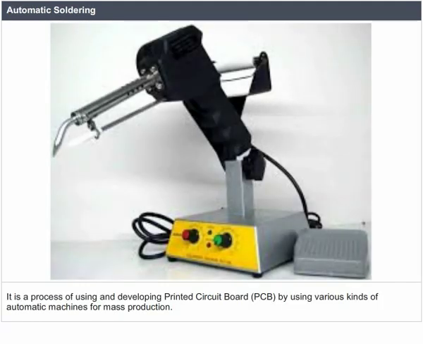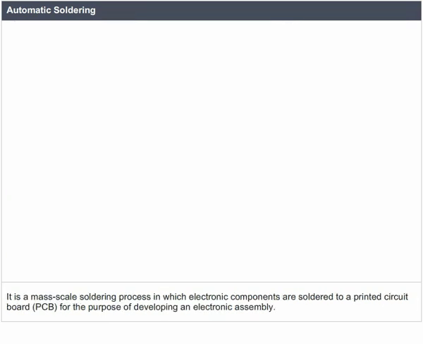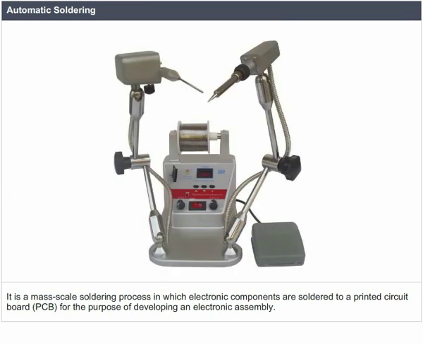Automatic soldering. It is a process of designing and developing printed circuit boards by using various kinds of automatic machines for mass production. This approach of design and development is chosen to meet the developing and emerging demands of the modern electronic industry. It is a mass-scale soldering process in which the electronic components are soldered to a printed circuit board for the purpose of developing an electronic assembly.